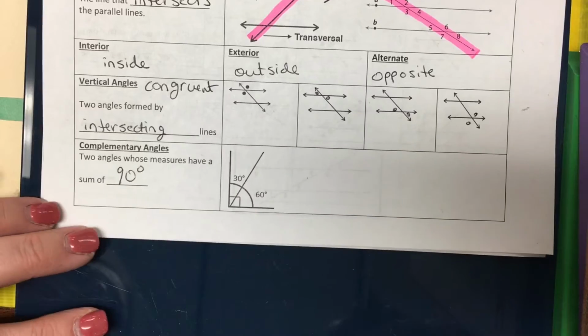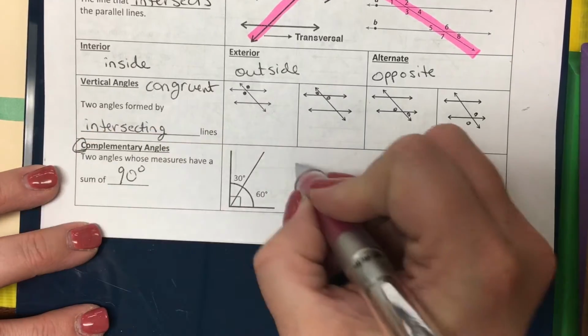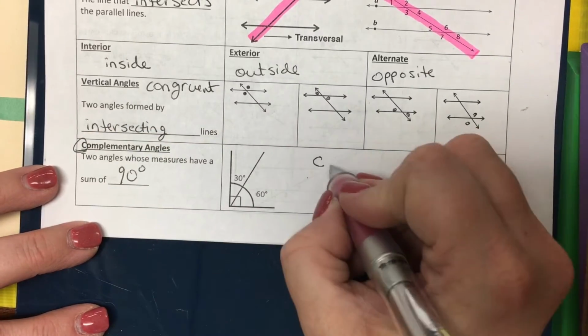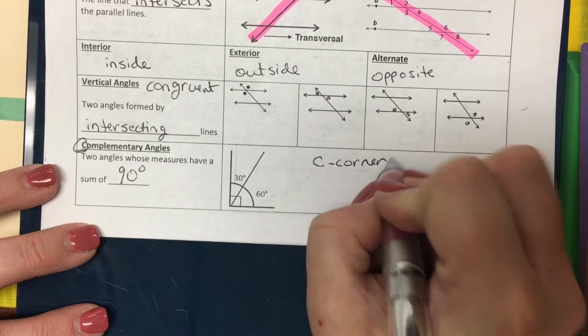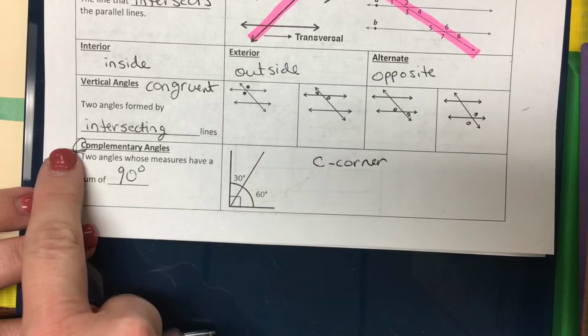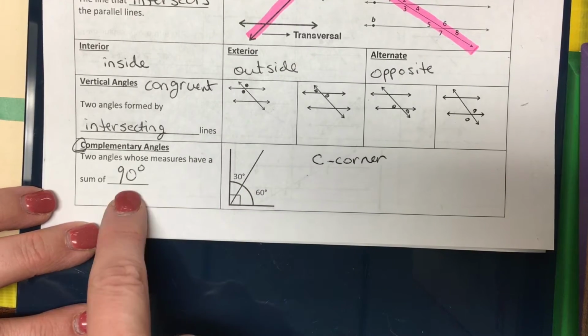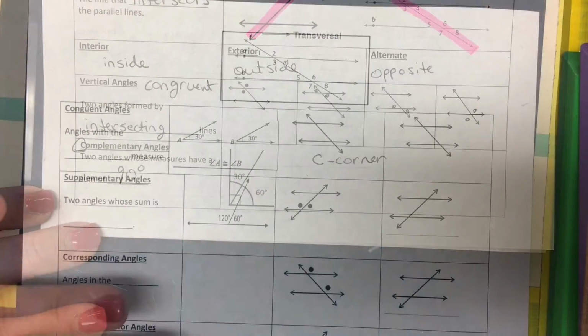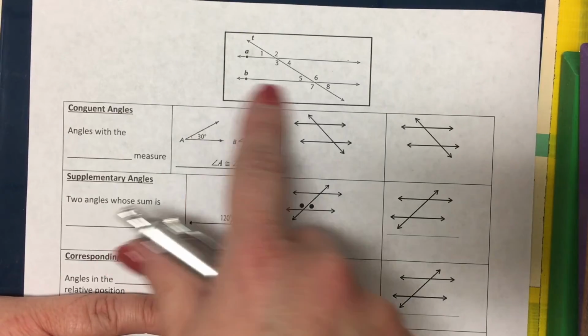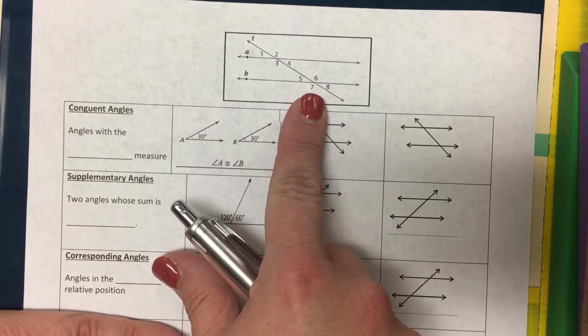So to remember complementary, think about how a right angle makes a corner. Okay, think about the C in complementary and the C in corner. And that's going to help you remember that complementary, they make a corner, which is a right angle, which is 90 degrees. All right, so we're going to use our parallel lines cut by a transversal.